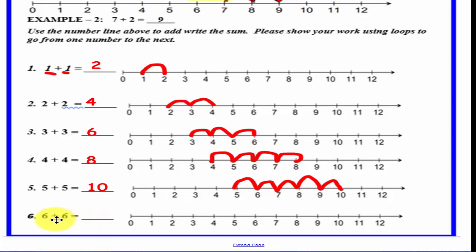Now, here's a big one. 6 plus 6. Well, what's 6 plus 6? Equal to 12. And we know that because we start at 6. And how many loops do we have? 6 of them, right? Okay, so same basic idea. Here we are on 6. And we have 1, 2, 3, 4, 5, 6. So our answer is 12.